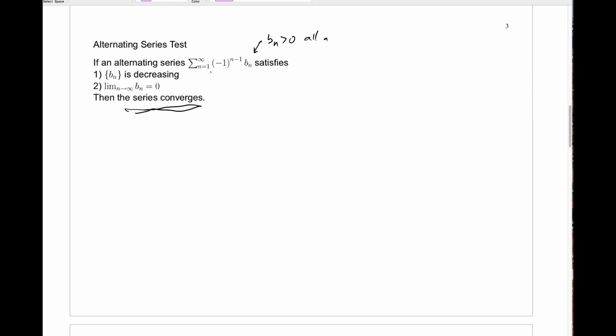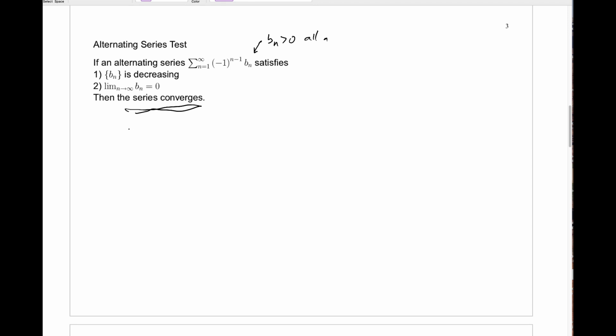And the first thing I'll point out is, this doesn't tell us how fast the terms have to go to 0. They could go to 0 very slowly. It doesn't matter. As long as they tend to 0, and it's a decreasing sequence, you can't have them getting bigger and smaller and bigger and smaller. They have to be decreasing and tending to 0. Then we can be sure the alternating series will converge. And I'll show you why that is.